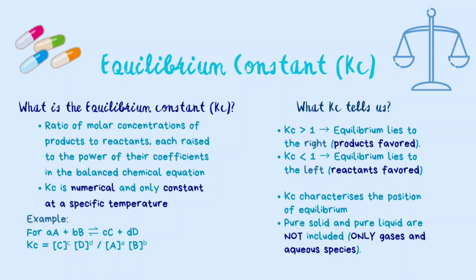Next, I will be talking about the equilibrium constant Kc and the factors that affect it. Kc is the ratio of molar concentrations of product to reactants at equilibrium, each raised to their coefficients. It stays constant only at a specific temperature. When Kc is greater than 1, products are favored. When it's less than 1, reactants are favored. Kc characterizes the position of equilibrium.